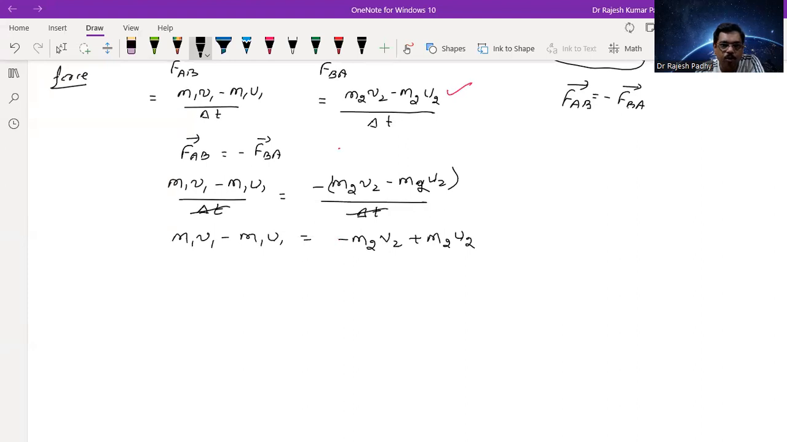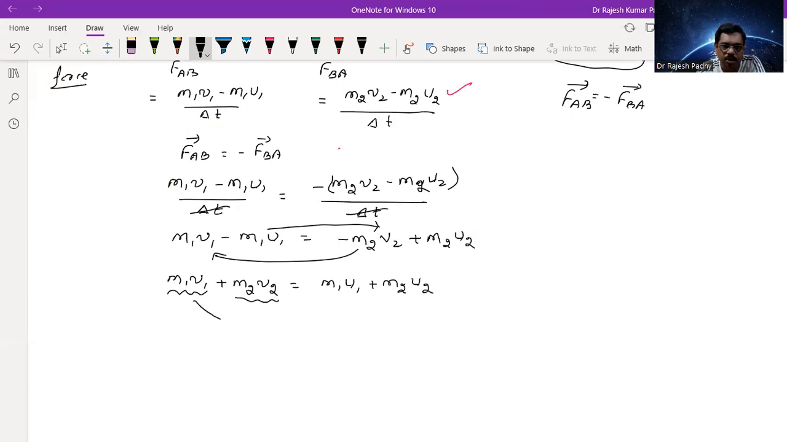Now let me take m1 v1 and m2 v2 to this side. Hence, m1 v1 plus m2 v2 is equal to m1 u1 plus m2 u2. m1 v1 is the momentum of the first body after collision, and m2 v2 is the momentum of the second body after collision. Hence, this gives the total momentum after collision.